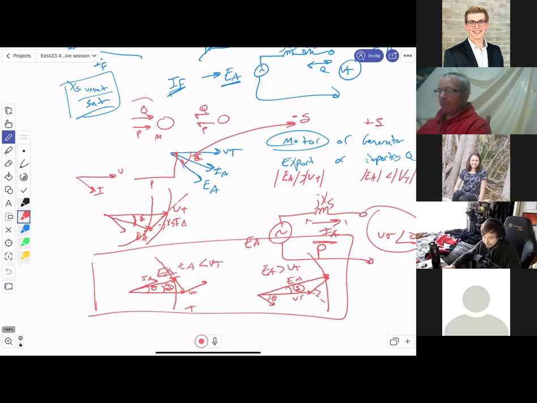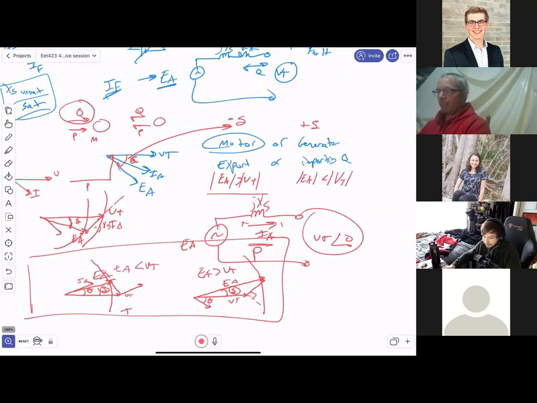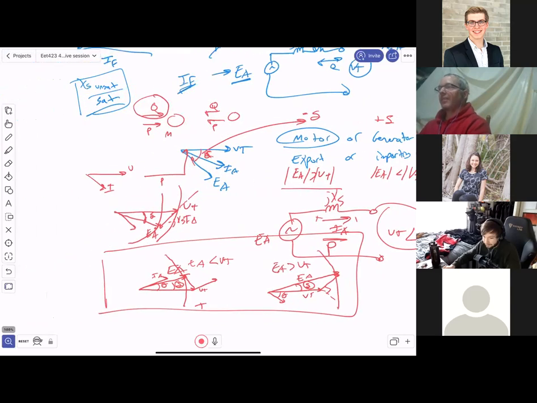So what this tells me is because Q is going in, that means the motor is underexcited. And didn't I say if EA magnitude is greater than VT, it's exporting Q, whereas if it's less, it's importing Q? Isn't that exactly the same concept we have here? And it has nothing to do with the fact that it's a motor or a generator. It just has to do with the magnitude of EA and VT.